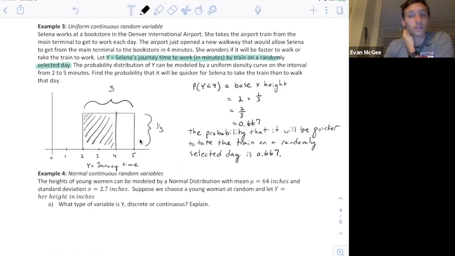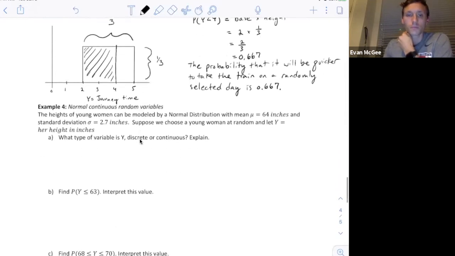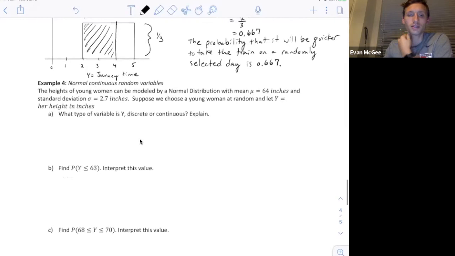The next example we're going to look at is, instead of a uniform density curve, we're going to look again at a normal distribution. So the heights of young women can be modeled with a normal distribution that has a mean of 64 inches and a standard deviation of 2.7 inches. Suppose we choose a young woman at random. Let y represent her height in inches.